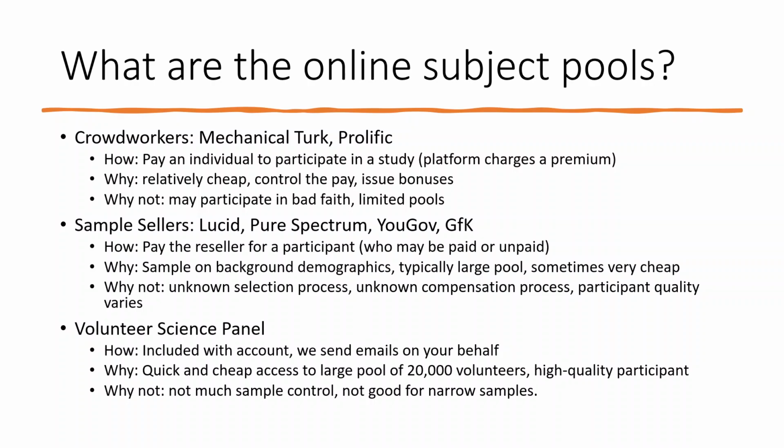Sample sellers. So these are Lucid, Pure Spectrum, YouGov, GFK, formerly Knowledge Networks. These are organizations where they have big subject pools for doing scientific studies, typically surveys. The way it works is that you pay the seller. So you pay Lucid, you pay Pure Spectrum, you pay YouGov for a participant. And you have no idea whether that participant is paid or unpaid.